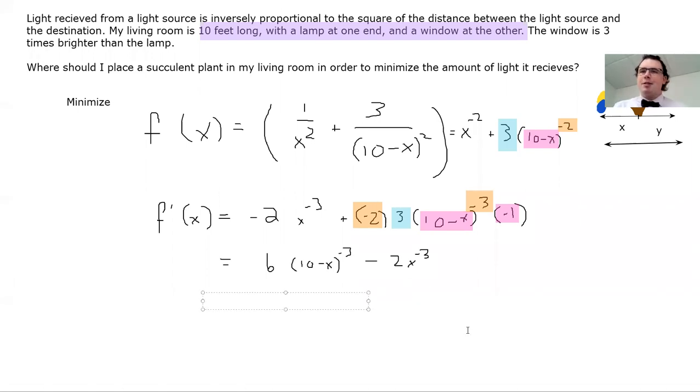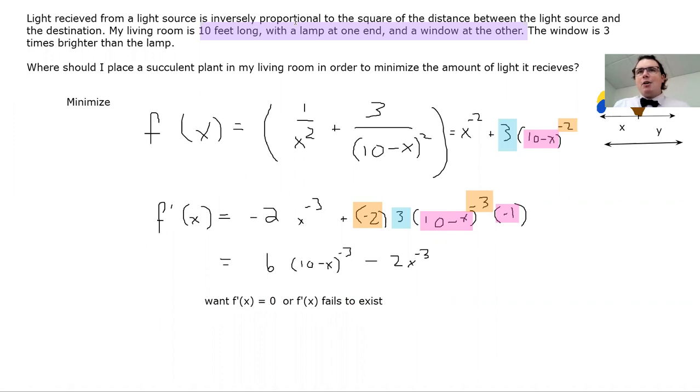And if I want critical values, I want f prime of x either to equal 0 or f prime of x to fail to exist. So what values of x will make this formula 0? What values of x will make this formula go to infinity?